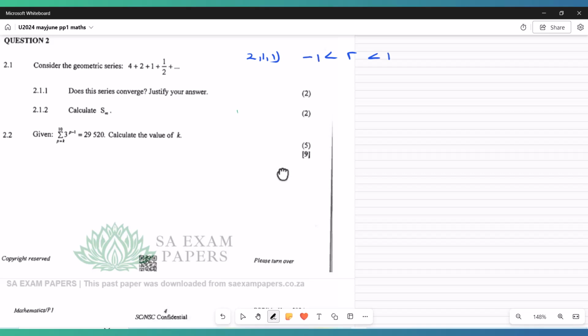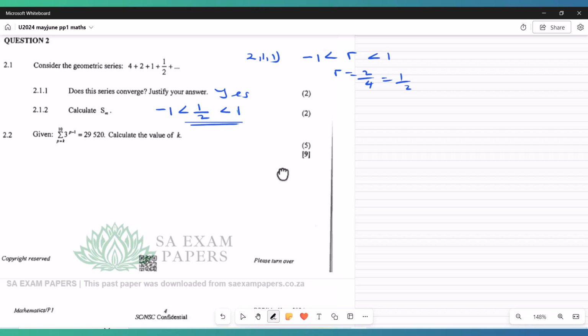So from here, let's get our common ratio. We can see that our common ratio here is 2 out of 4, which gives us 1/2. Now indeed, because this half lies between -1 and 1, it means the series converges. So we say yes, the series converges. So what's the reason here? Because 1/2, which is the common ratio, lies between -1 and 1. That's our answer.